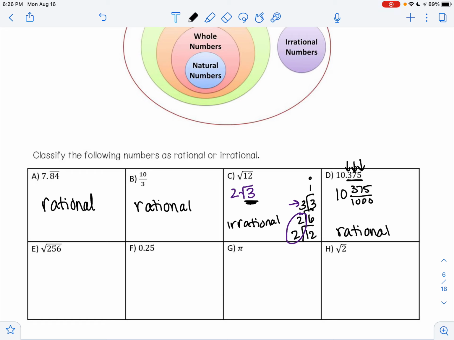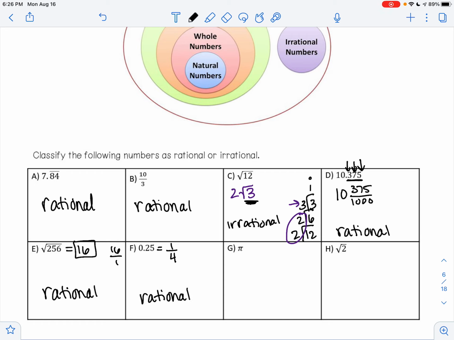The square root of 256 is 16. 256 is a perfect square. So because my answer is 16, 16 is a rational number. I can write 16 as a fraction by saying it is 16 over 1. For example F, I have 0.25. This can be written as a fraction as 1/4. So because it can be written as a fraction, that makes this a rational number.